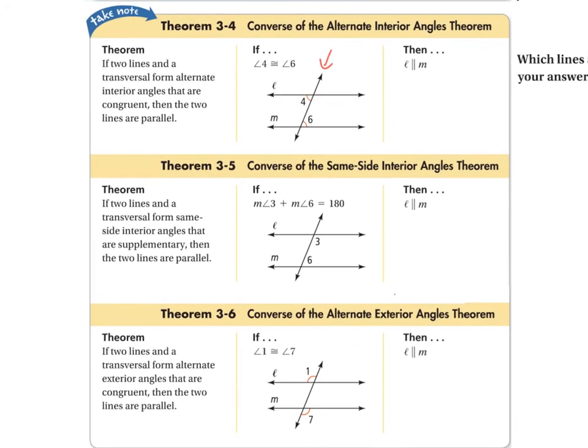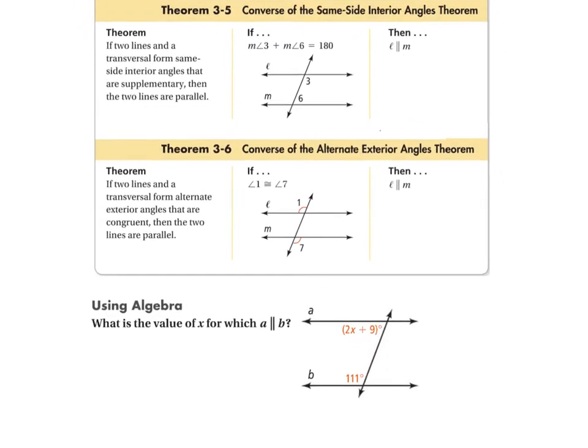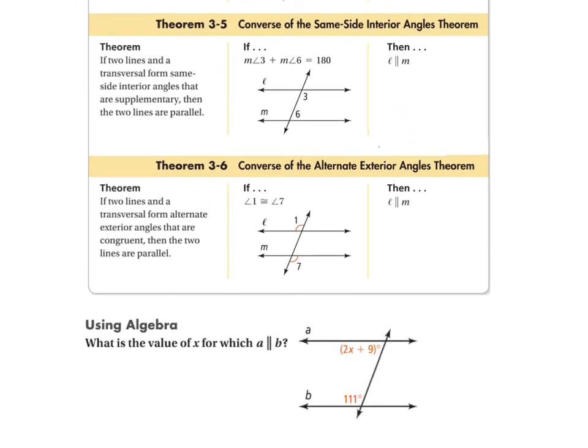The converse of the same side interior angles theorem: if the angles are on the same side and in the interior section of your transversal, and they are supplementary, meaning they add to be 180, then those two lines, L and M, are parallel. And the last one: if you have alternate exterior angles that are congruent, then those lines are parallel.